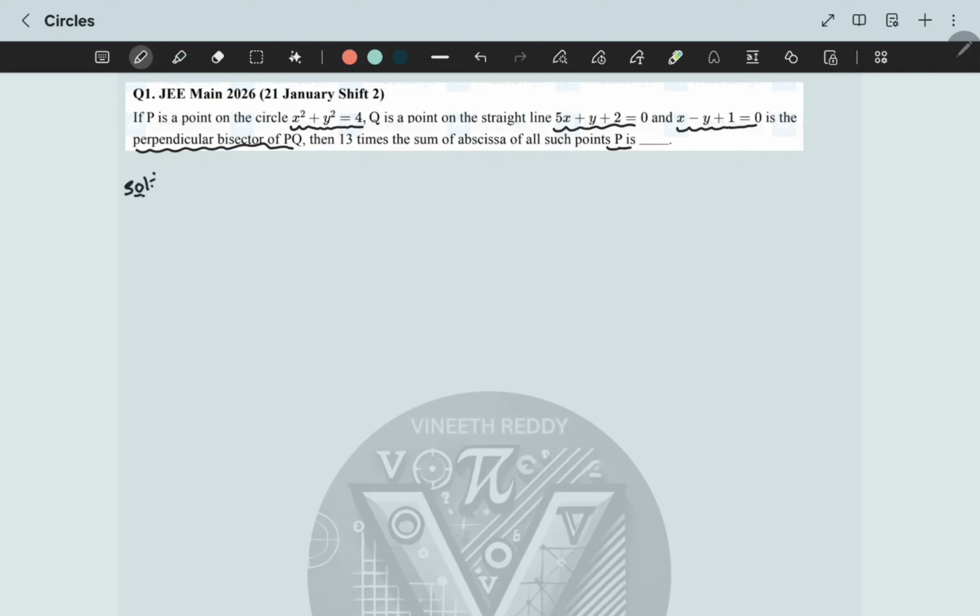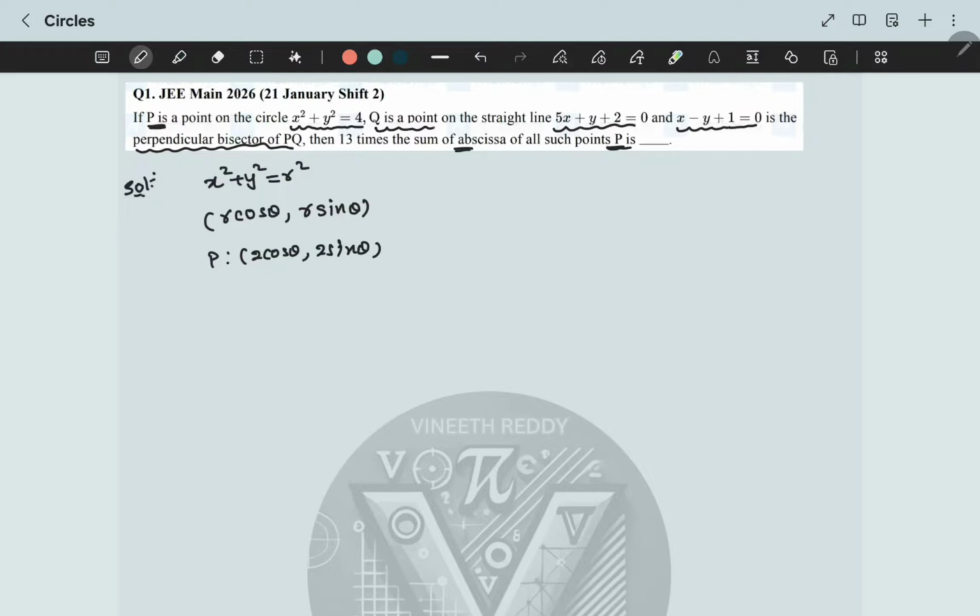So dear students, whenever we read a very lengthy question, it is important to note down the important things which are asked in the question. So first thing is, he is asking us to find the sum of abscissa of all such points P alone, not P and Q, right? Anyways, if P is any point on the circle, in general we will be taking parametric coordinates. For x square plus y square equals to r square, the parametric coordinates are r cos theta comma r sin theta. That means what is r equal to here? R is 2. So the coordinates of P will be 2 cos theta comma 2 sin theta.